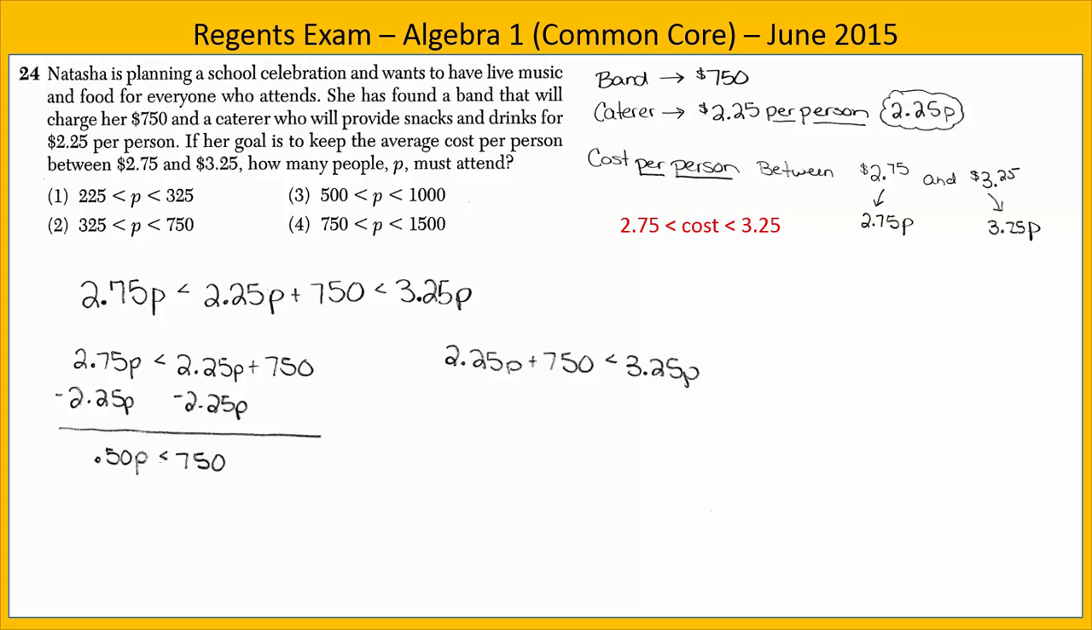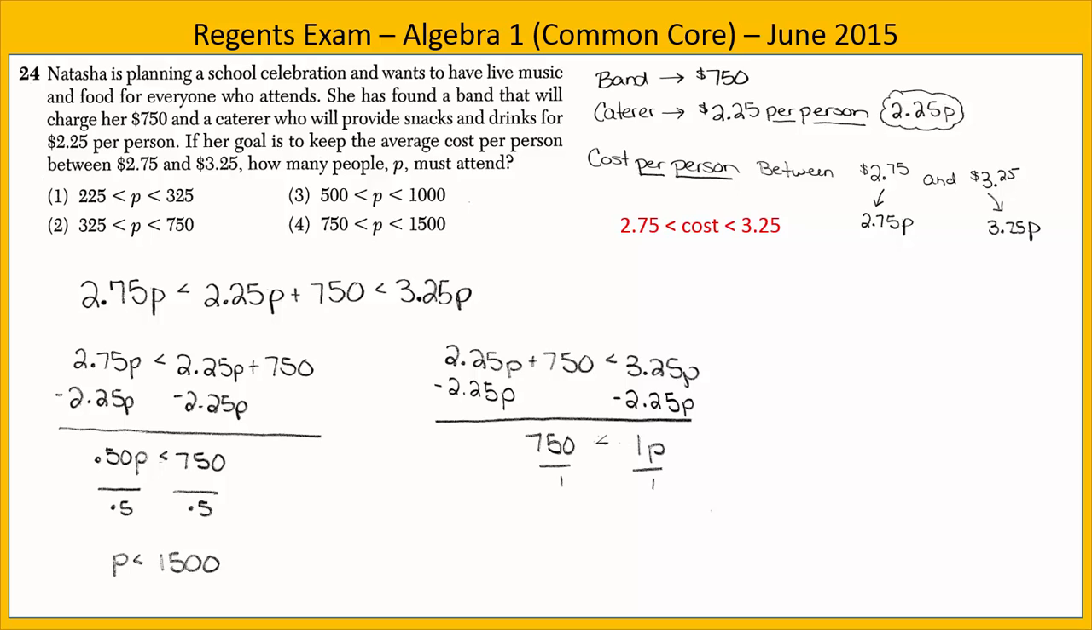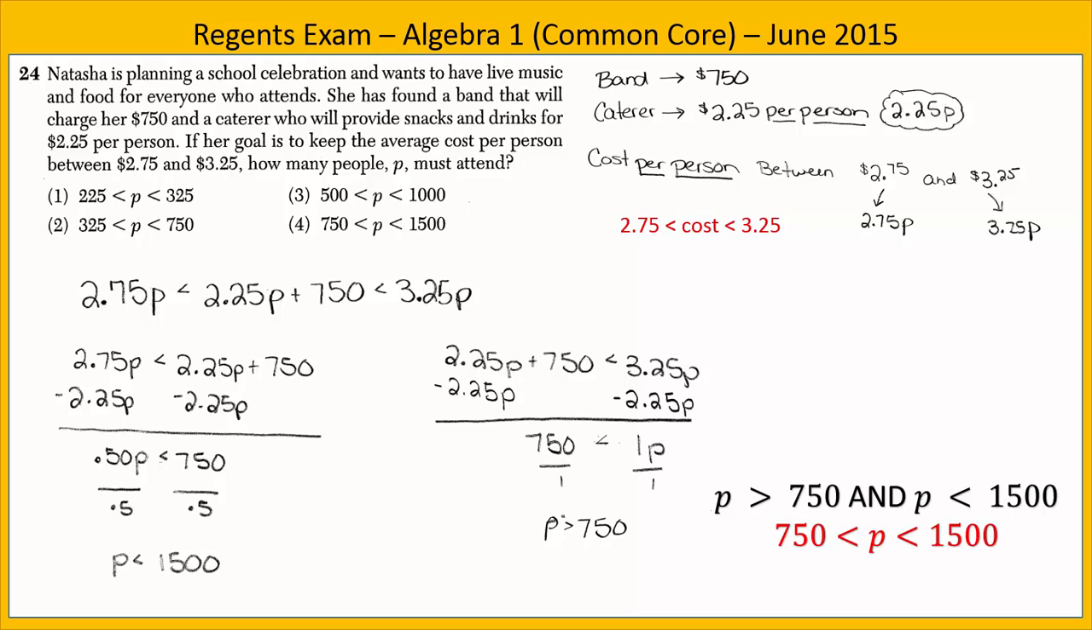Solve each of the inequalities step by step to get your values. The first inequality says p is less than 1,500. She must have fewer than 1,500 people. The second inequality, we solve that one, and we find that p is greater than 750. In this case, she must have more than 750 people. And so her answer is p is greater than 750 and p is less than 1,500. We can write that as a single inequality: p is between 750 and 1,500. Choice 4.